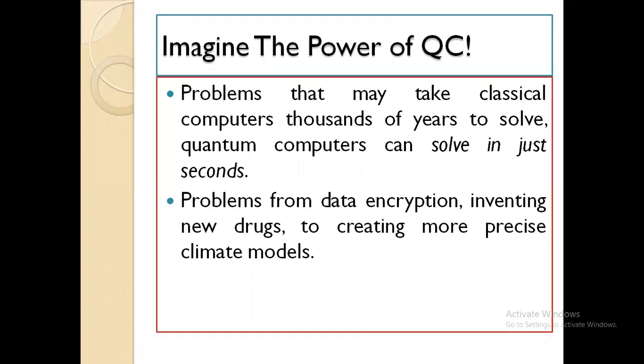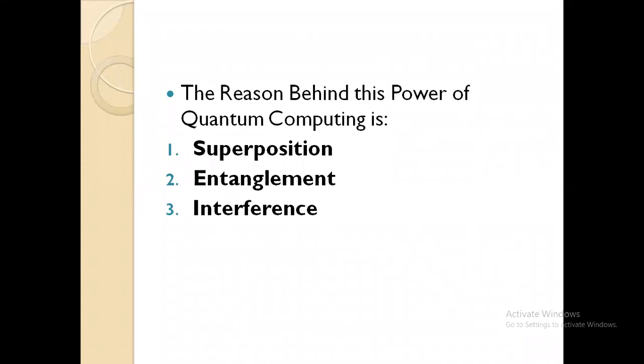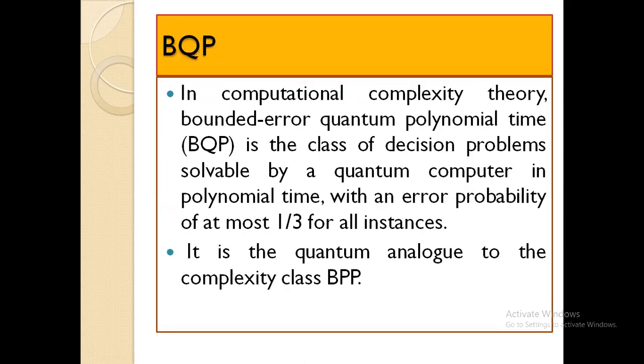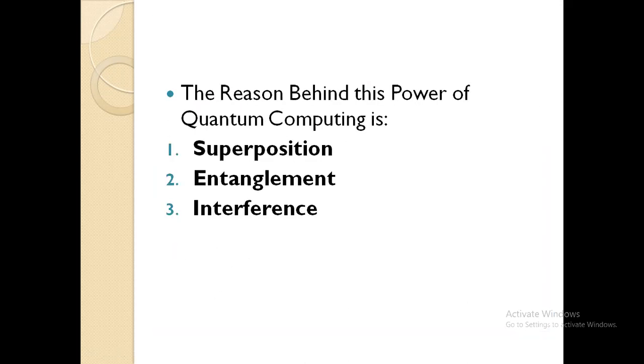Now, why is quantum computing so strong, or so fast? The main reasons behind this power are three quantum computing terms. The first one is superposition. The second one is entanglement. The third one is interference. These terms, superposition, entanglement, and interference, I have already illustrated in the last lectures.